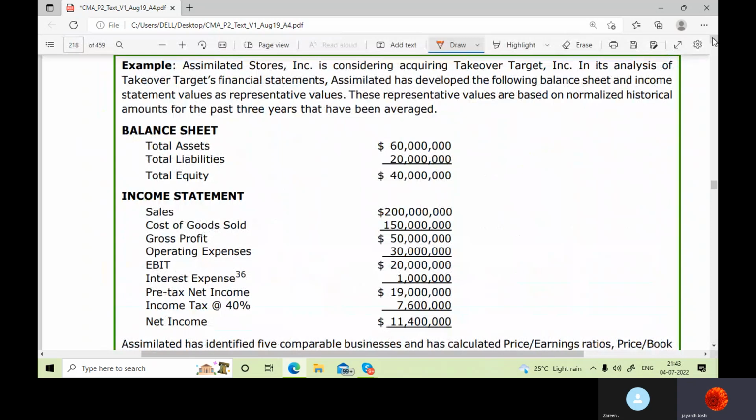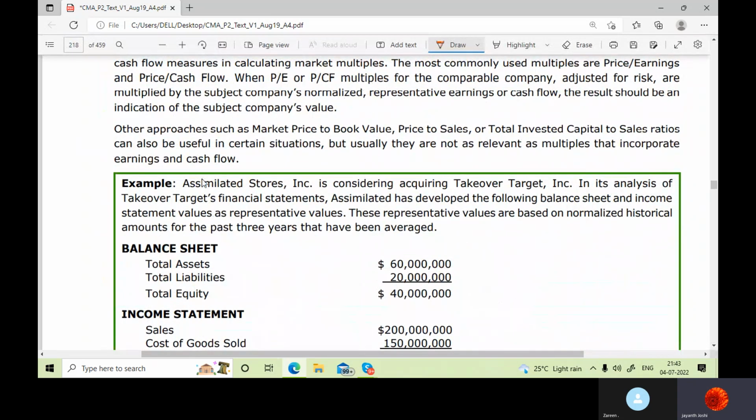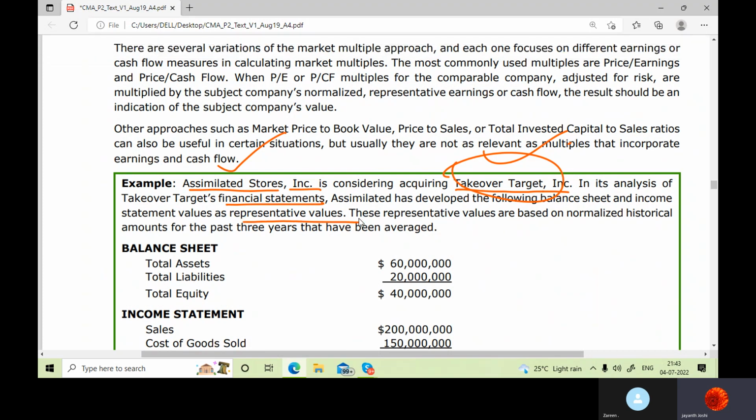It will be a better exercise to do a question rather than discussing the theory. So Assimilated Stores Inc. is considering acquiring Takeover Target Inc. So this company wants to take over this company. In its analysis of Takeover Target's financial statements, Assimilated has developed the following balance sheet and income statement values as representative values. So they want to take over this company called Takeover Target, and they are analyzing the financial statements of the Takeover Target.